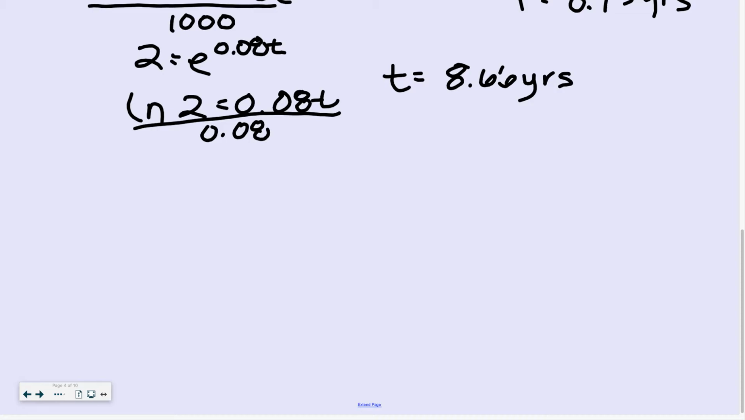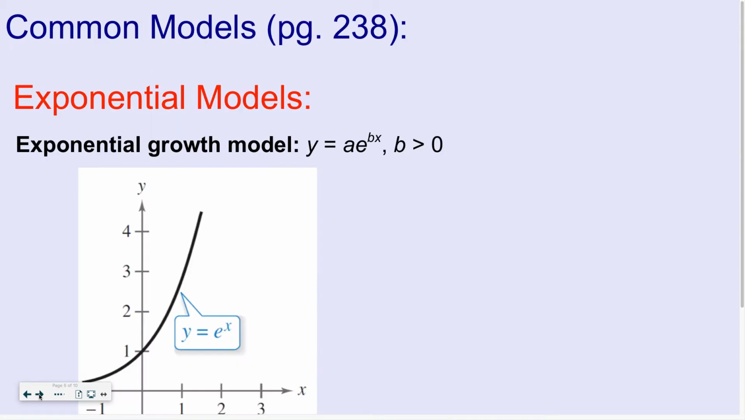Okay, so real quickly, there's 3 graphs and models at the bottom of page 1. If you want to jot this down, you can. These come from page 238 in your textbook. So if you want to write that down and look there later, you certainly can. Notice that the exponential growth and decay models are nearly the same. The only difference between growth and decay, whether you'll be moving away from your asymptote because your rate of change is increasing, or on the decay moving towards your asymptote because your rate of change is decreasing, is determined by the value of b, whether b is positive or negative.